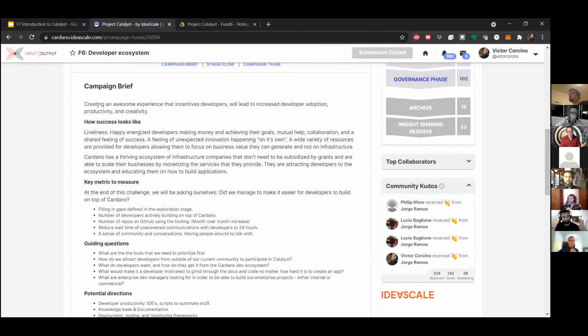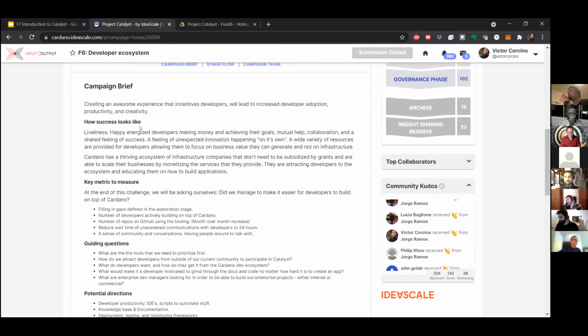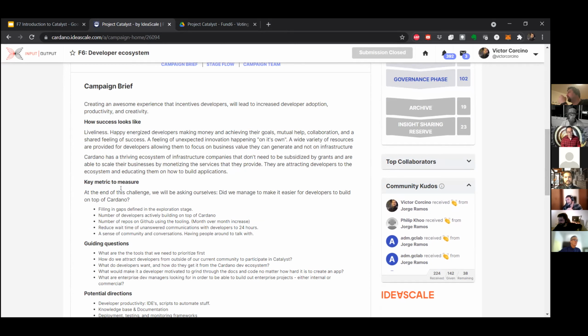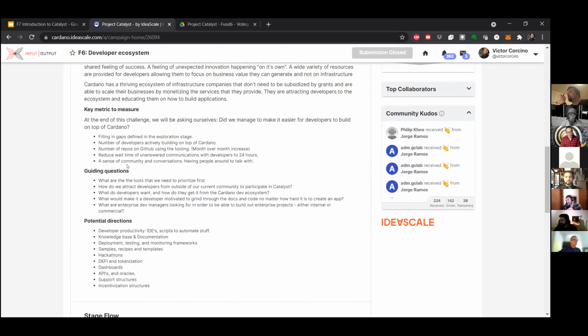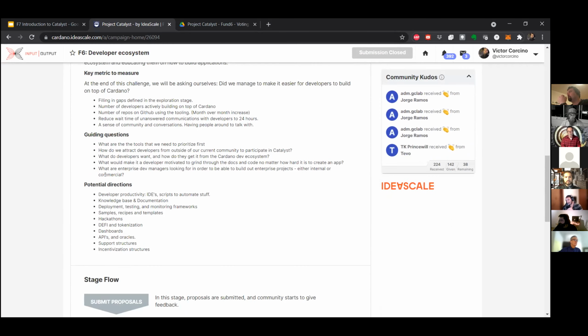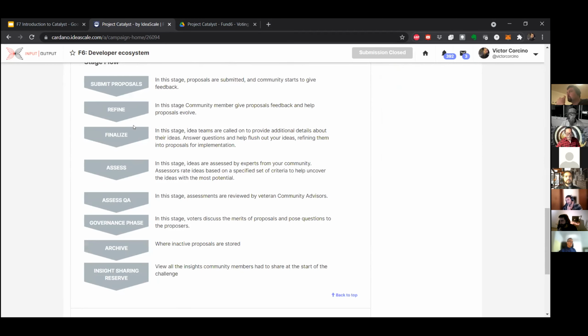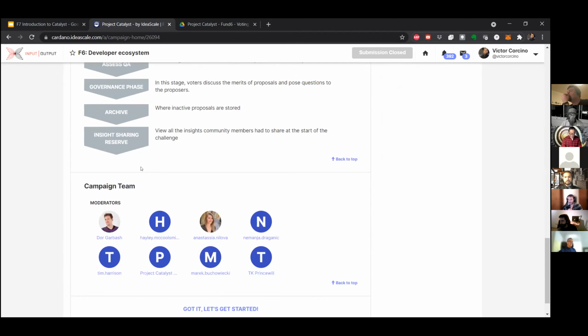And some more details about it, how success looks like for a proposal, actually for this challenge to be successful, what needs to happen, what are the key metrics to be measured for this challenge as well, some guided questions for proposers who want to submit a proposal here, some potential directives for someone who wants to do something, but they are not sure exactly, or they want to have some insight to come up with something. The different phases that we've talked about already.